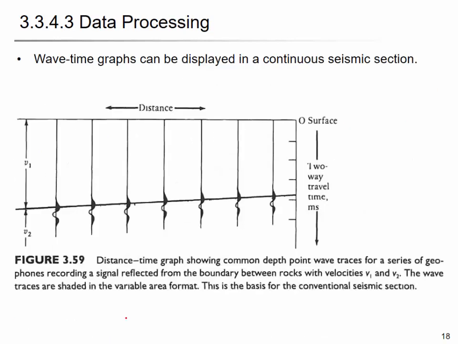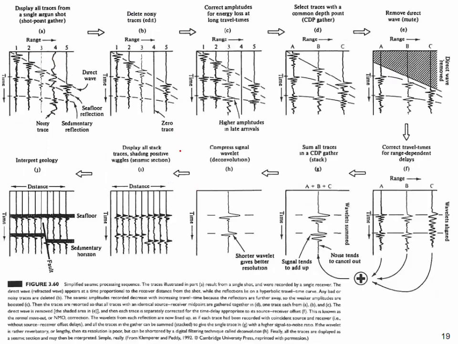Then, so you have a wave time graph in a continuous seismic section like this, and from the reflection points like this, we can identify the location of the interfaces, the water and sediment interface, the sediment, and maybe a salt storm interface. This is the whole procedure.